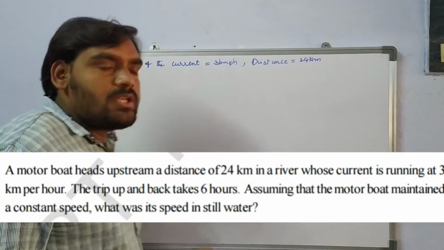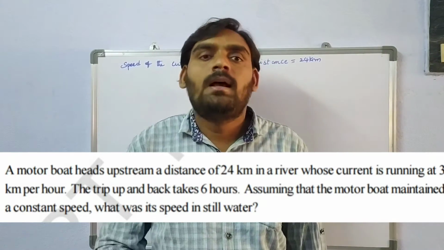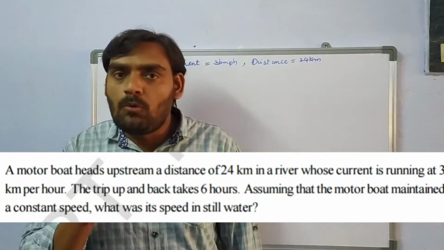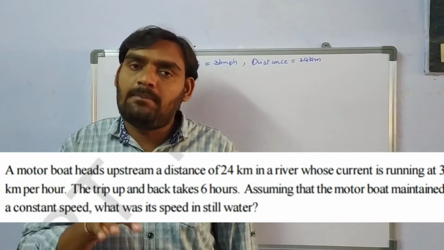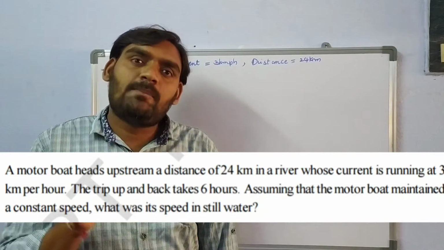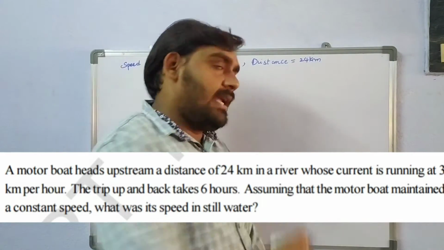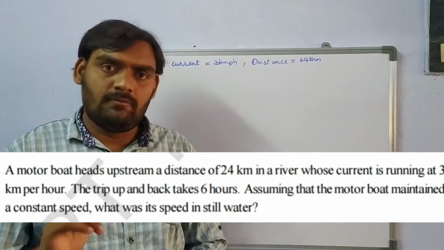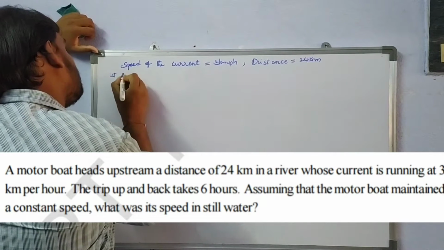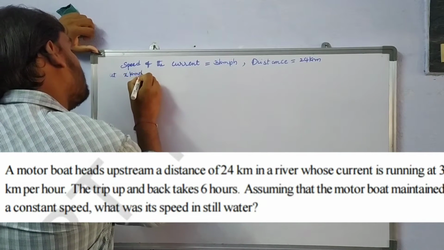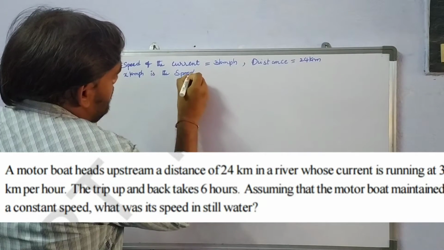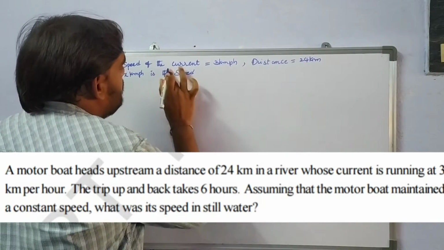So here we need to assume the speed of the boat x kilometer per hour. At that time we can find the speed of the boat in upstream and the speed of the boat in downstream. From that we can find the time taken by the boat in upstream to cover 24 kilometers. Next, the time taken by the boat to cover 24 kilometers in downstream. If you add those timings, it must equal the 6 hours in the problem. Now let x kilometer per hour be the speed of the boat.